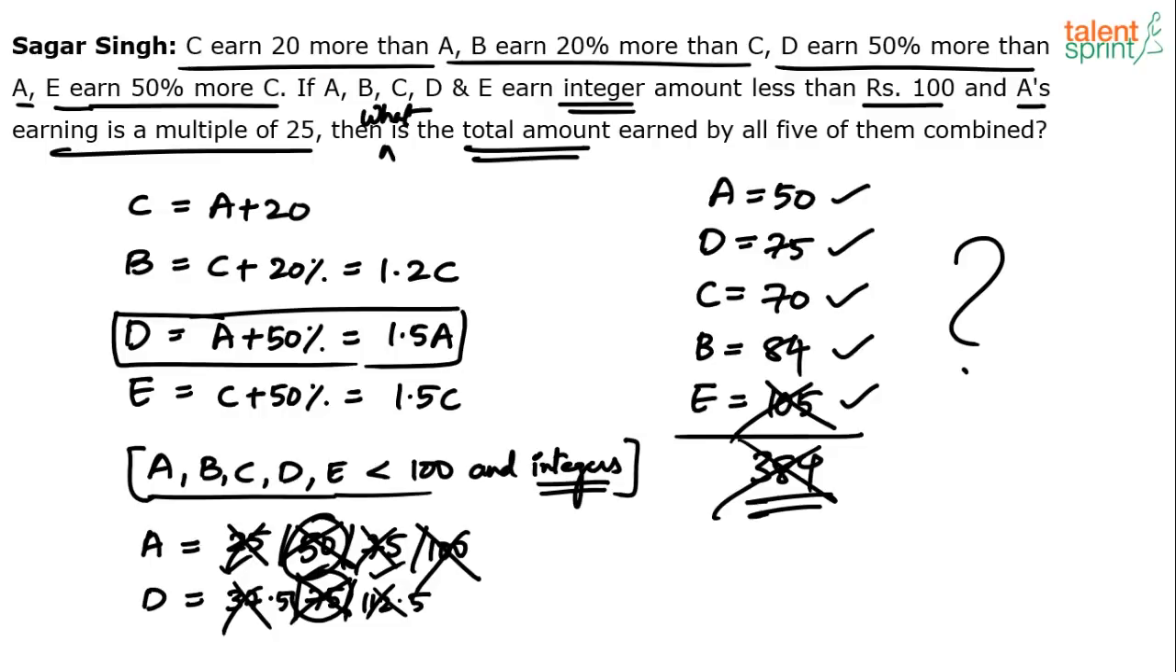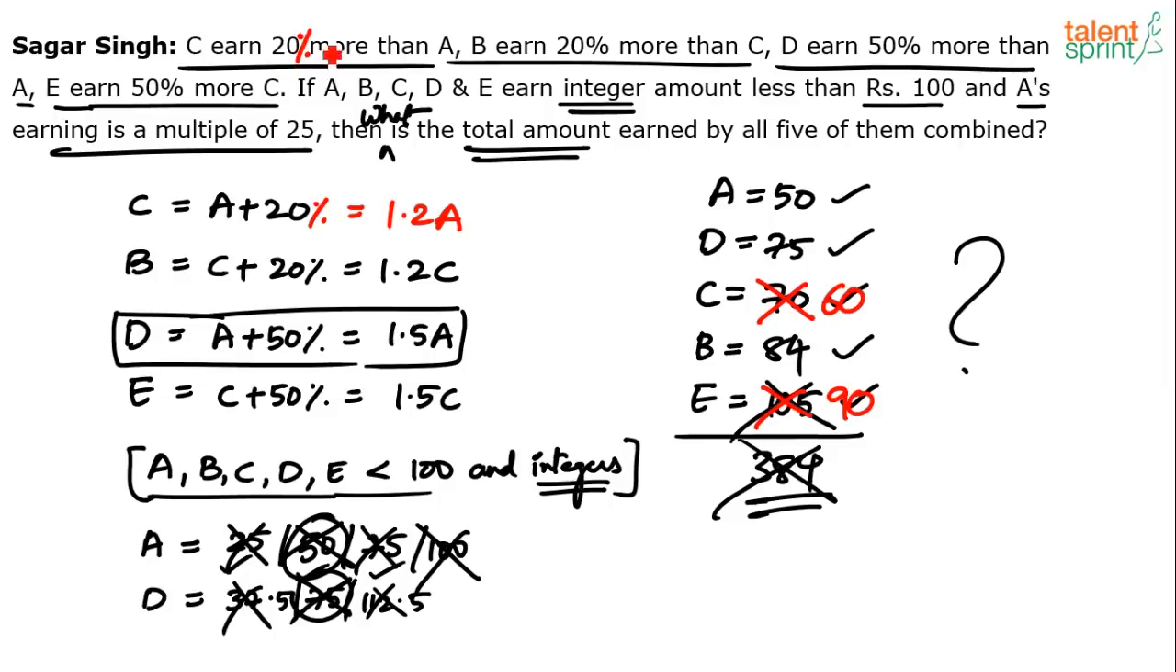C earns 20% more, let's say. Then what happens? C is A plus 20%, which is 1.2A, which implies C here will not be 70, it will be 1.2 times 50, which is 60. And based on C, we have got E, right? E will be 1.5C, so E is not 105, it will be 60 plus 50% of 60, which is 90. Then the total comes out to be what? 50 and 75, 125, 125 and 60 is 185, 185 and 84, or 185 and 90 is 275, 275 and 84. So 359. Yeah?